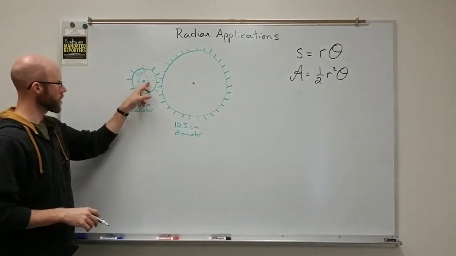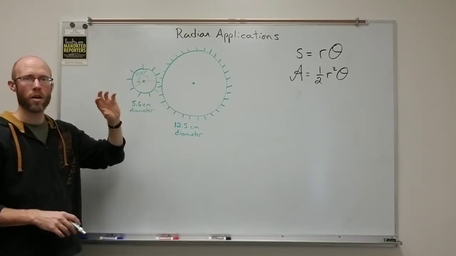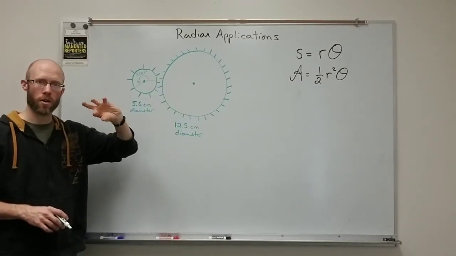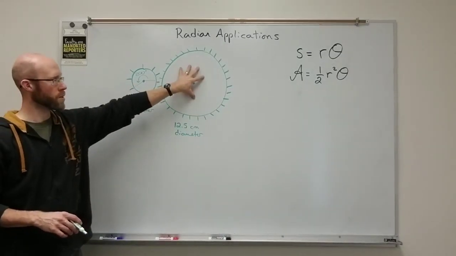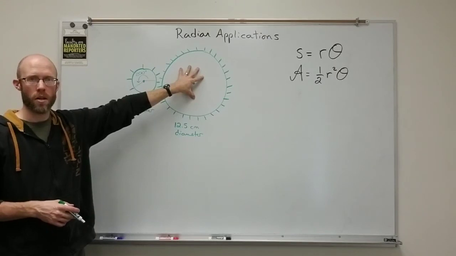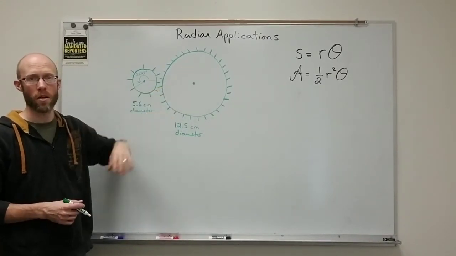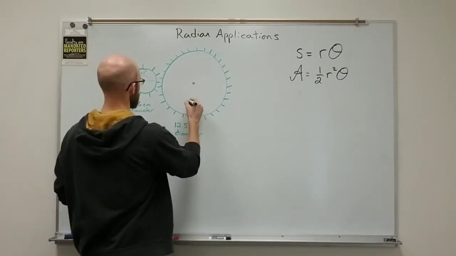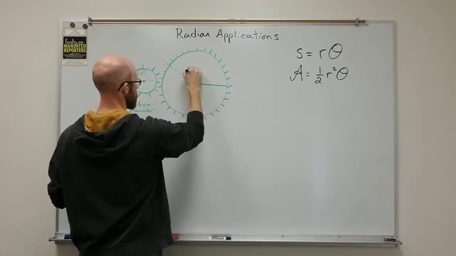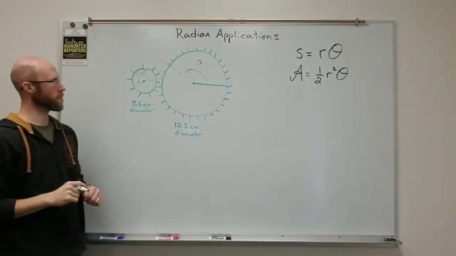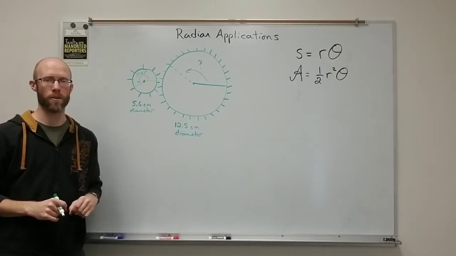And so what I'm looking for here is, I'm saying the smaller gear rotates through an arc of 200 degrees. The question is, what arc or what angle is rotated through on the bigger gear? Okay, so we don't know the angle that the bigger gear rotates through when the smaller one goes through a 200-degree angle.